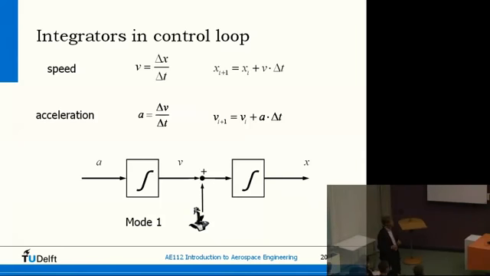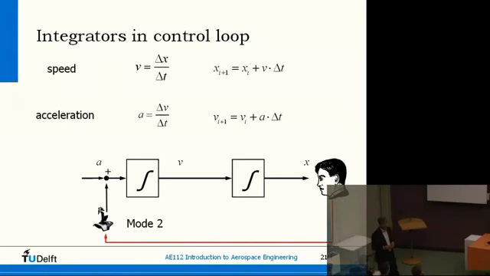You move up, the position changes up. You move down, the position goes down. You stop, it stays the same. So this is a loop with one integrator, which I've called mode 1. And you can just observe the position and feedback.